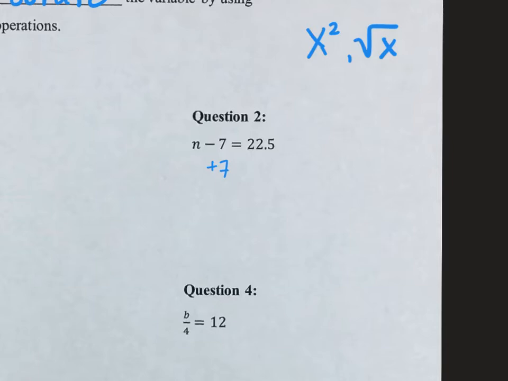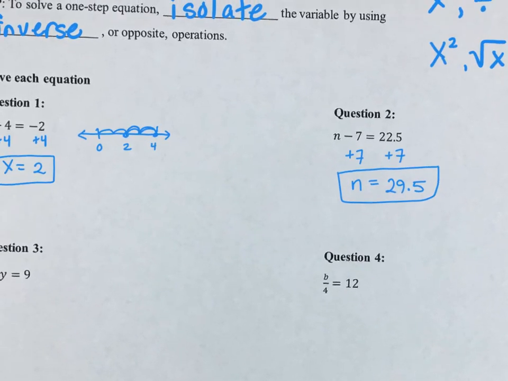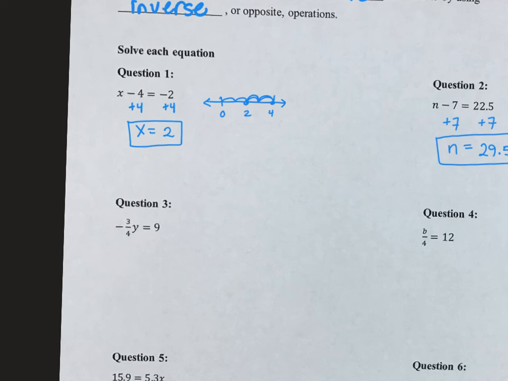Whatever I do to one side, I do to the other side, plus 7. Now my negative 7 and positive 7 cancel out. I'm left with just n on the left side of the equation. And then 22.5 plus 7 gives me 29.5. And that's my answer for n. So just remember, use our inverse operations to isolate that variable, and always balance your equation: whatever you do to one side, you do to the other. Let's move on to question number 3.